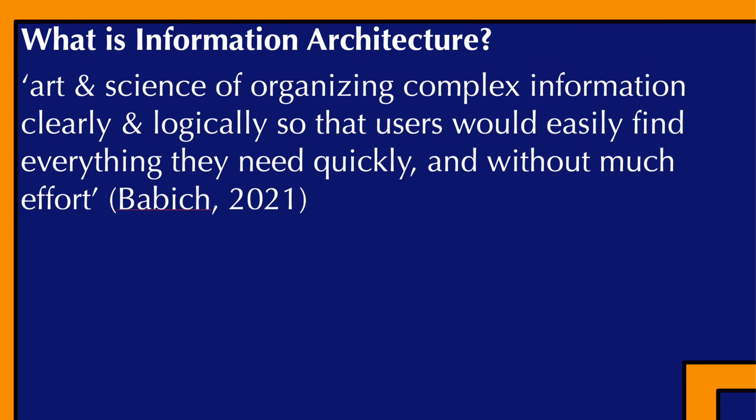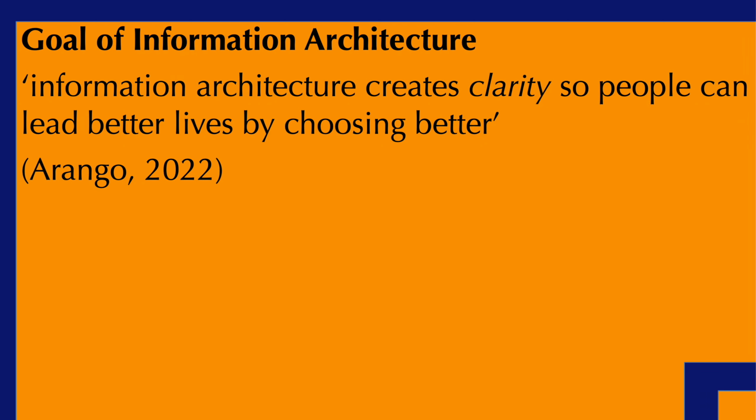According to Babbage, information architecture, IA, is the art and science of organizing complex information clearly and logically so that users would easily find everything they need quickly and without much effort. From this, you can see that one of the driving parts to this is we have so much complex information in our society. I have other videos talking about our information overload today. And for people to get through it, it needs to be clear, it needs to be logical so that people can get through it quickly without too much effort, but also derive whatever the most key elements of it.